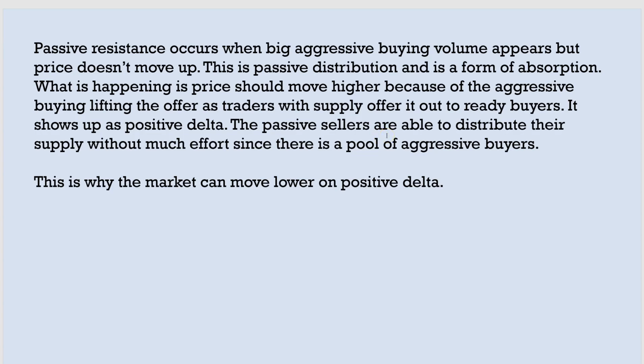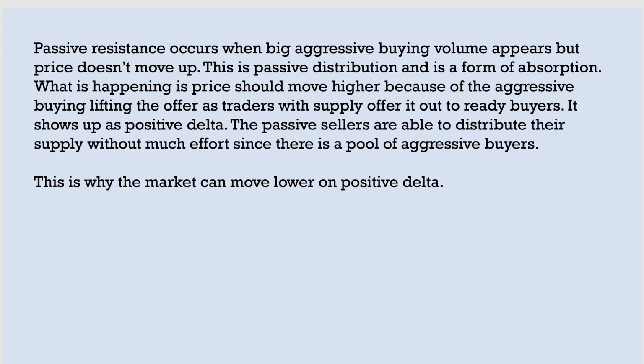Everyone's willing to buy, but you have willing sellers. That's what everyone overlooks oftentimes, the opposite side of the trade. They all think, well, I got aggressive buyers, that's very bullish. Well, yeah, it is, but take a look for a second at the selling that's going on. If the passive sellers are able to distribute their supply without much effort, if there's a pool of aggressive buyers, that's what I was talking about earlier, how the long-term traders distribute on moves up. They don't wait till the market starts turning to start to distribute.